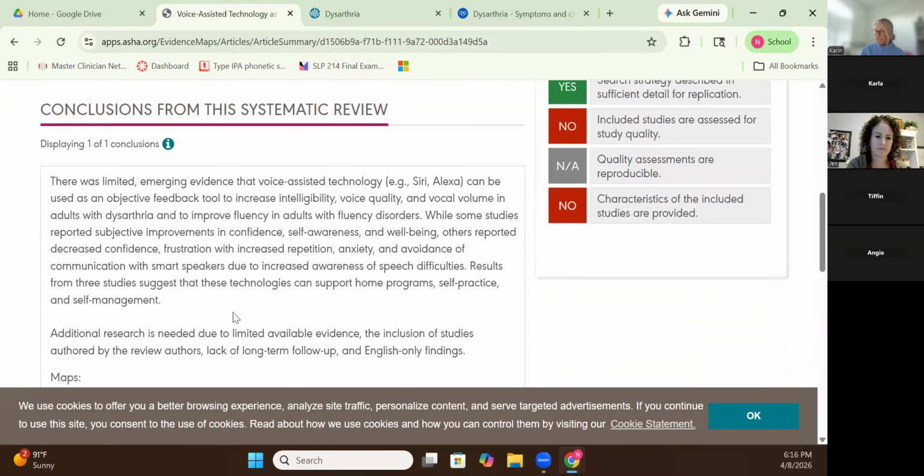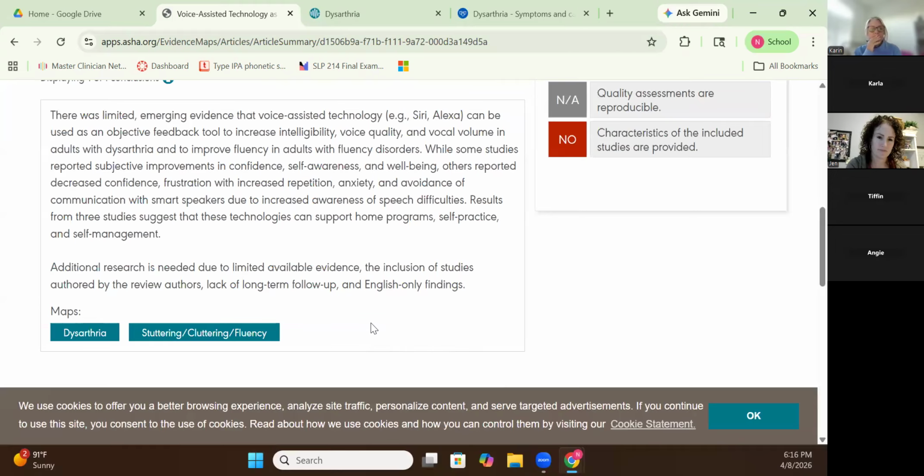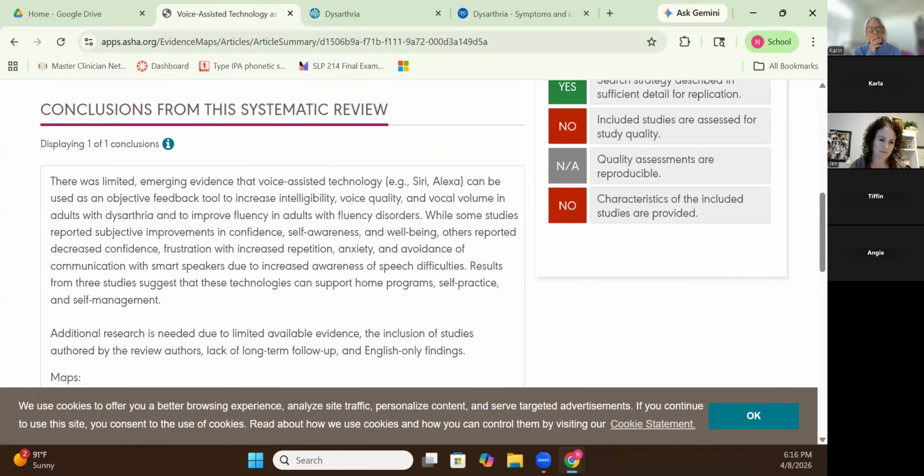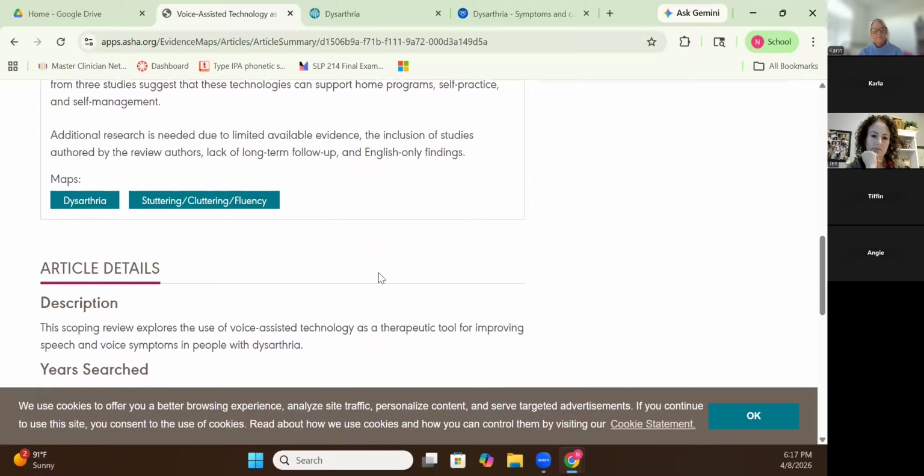And it goes through, I think it's really cool, what the article found. So then I can say, okay, maybe that's not the right treatment plan for me, right? There is limited emergent evidence that voice assisted technology can be used as an objective feedback tool to increase intelligibility. Right. So okay, we're not really using that as a way to give feedback for this client. So I would take my time to do some research.